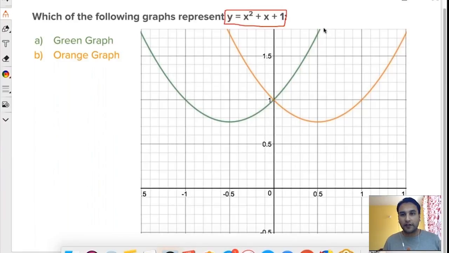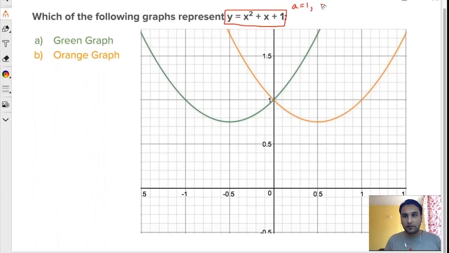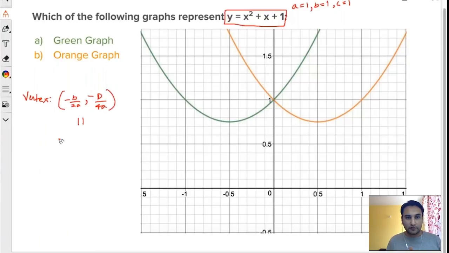So which graph is it? What will you do? Find the vertex. This is A is 1, B is 1, C is 1. So what is the vertex? Minus B by 2A. Keep saying it again and again. Keep writing it again and again. Minus D by 4A. Minus B by 2A. Do it, all of you.